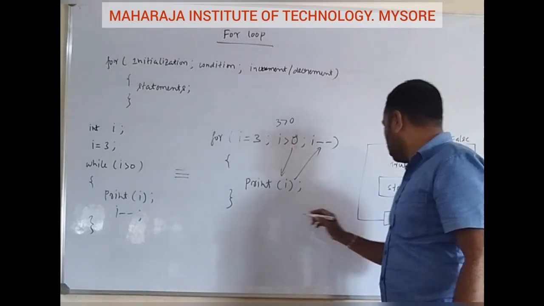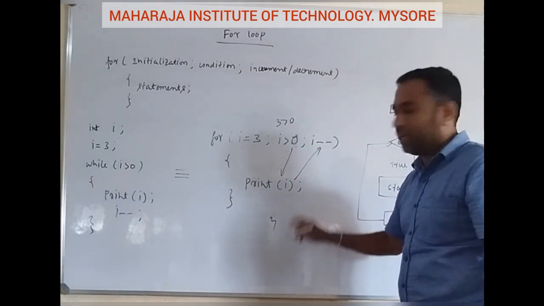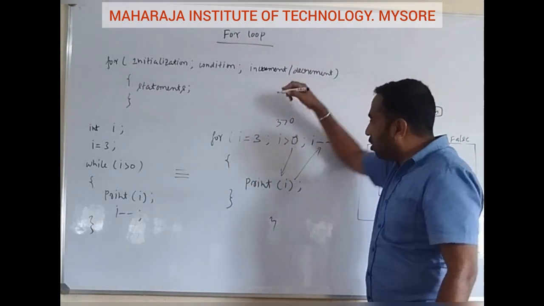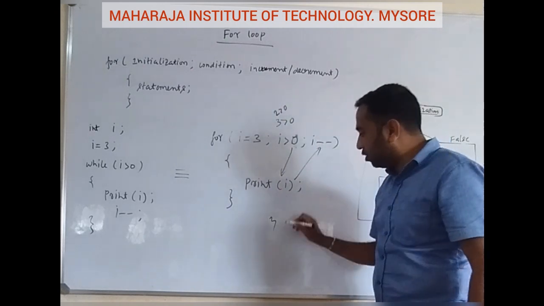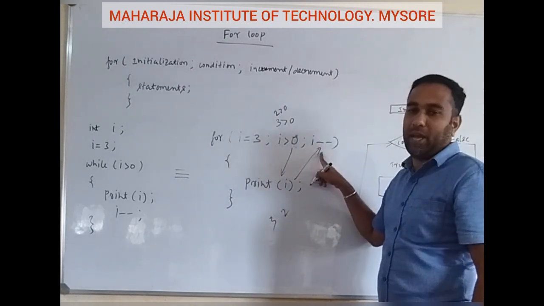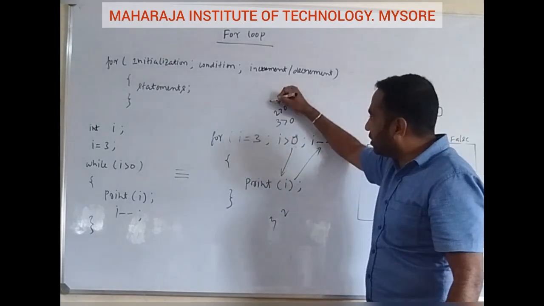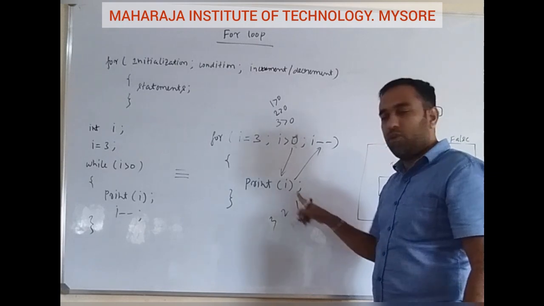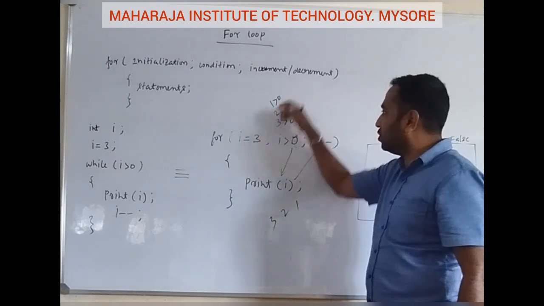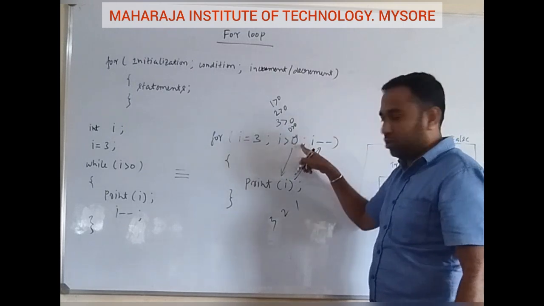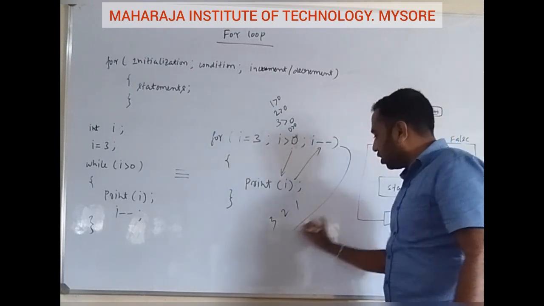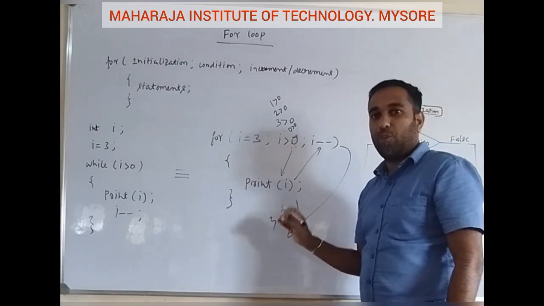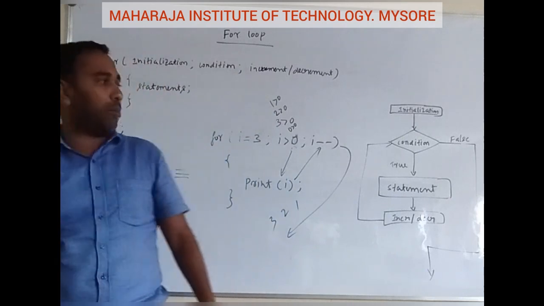So now 3 is greater than 0, then it will print 3, then decrement, I becomes 2. Then again it will check, 2 is greater than 0, then it will print 2, then decrement, I becomes 1. To check the condition, 1 is greater than 0, yes, then print the 1 value, then decrement, I becomes 0. 0 is not greater than 0, so it will come out of the loop. So this is how we are going to work using for loop in iterative statement in C programming language.